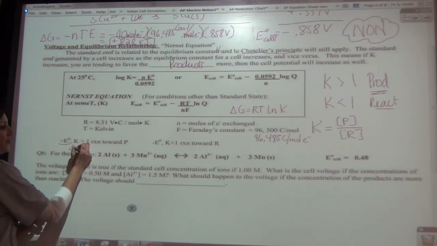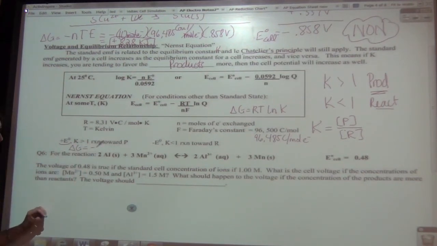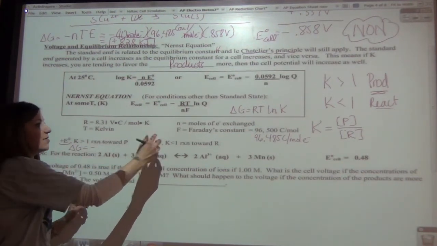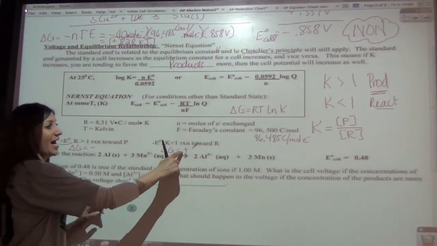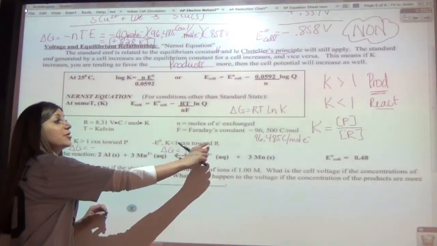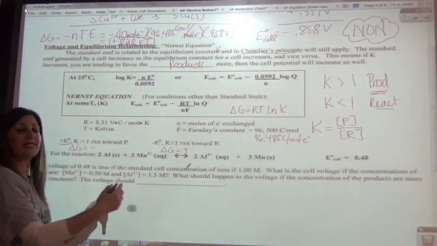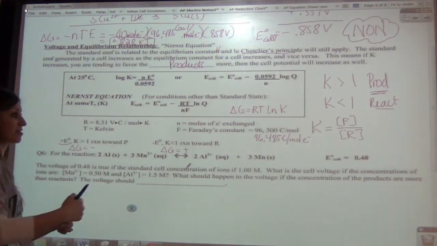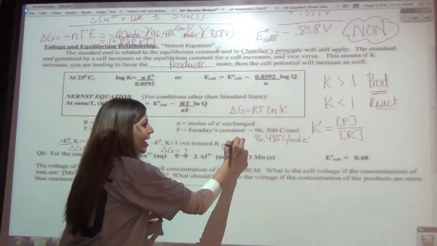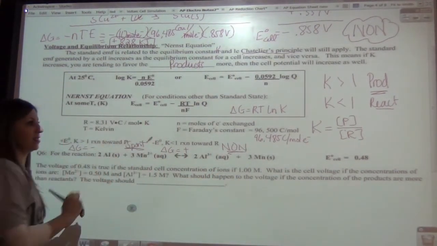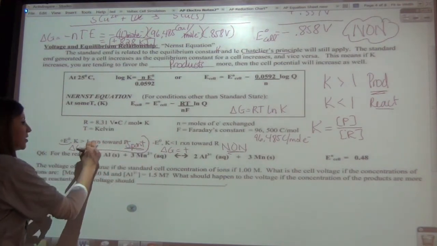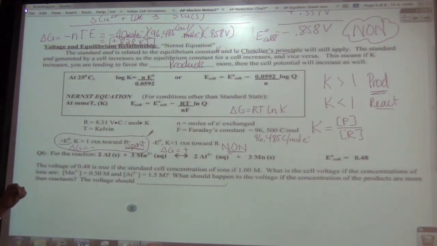In this case, your delta G would be negative. Okay? If your E is negative, then your delta G is actually positive, and this would be a non-spontaneous reaction, meaning your reaction is going backwards toward the reactants. The reverse of it would be spontaneous. Okay? So this is non-spontaneous. This one is spontaneous. Okay? So this one here would be our spontaneous reaction.